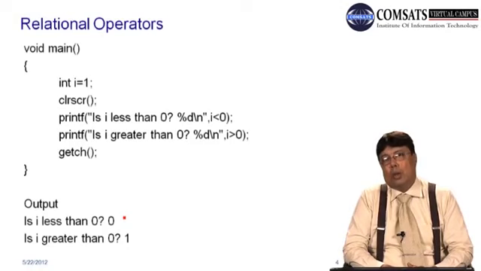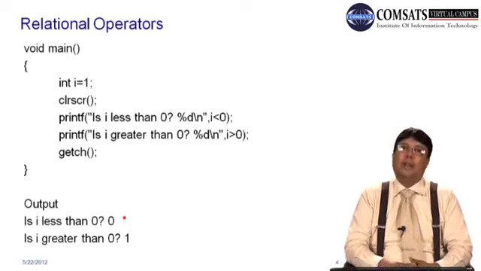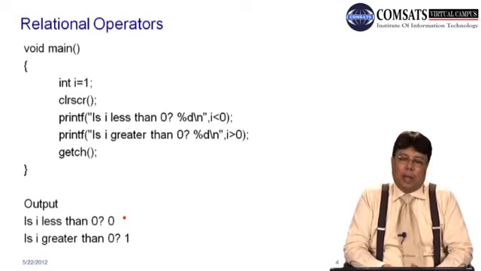And what is the output of false? 0. That's why in the first line, the output of "is I less than 0?" is 0. It means that I is not less than 0. Why? Because we have initialized the value of I equal to 1.